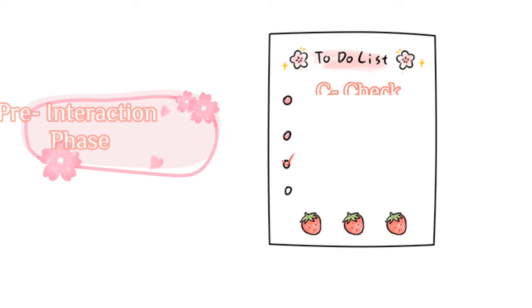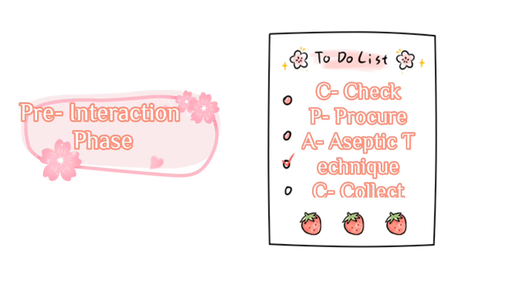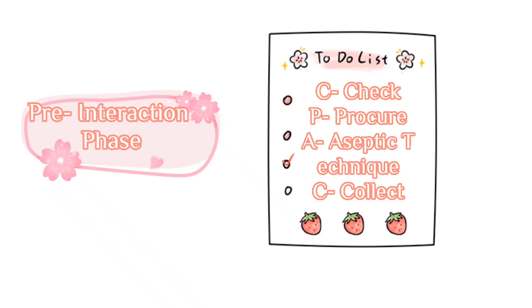For the pre-interaction phase, remember the acronym CPAC. C. Check. Check records, medication record, or obtain an order if necessary. P. Procure. Obtain signed informed consent if needed. Obtains assistance if needed.